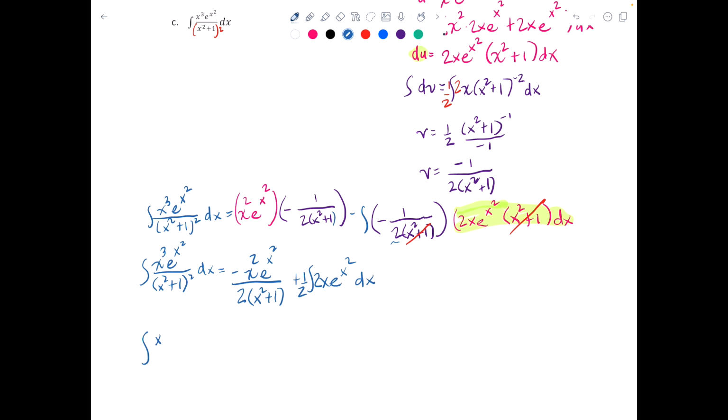So the integral of x cubed e to the x squared over quantity x squared plus 1 squared equals negative x squared e to the x squared over 2 times x squared plus 1 plus 1 half e to the x squared plus our constant of integration.